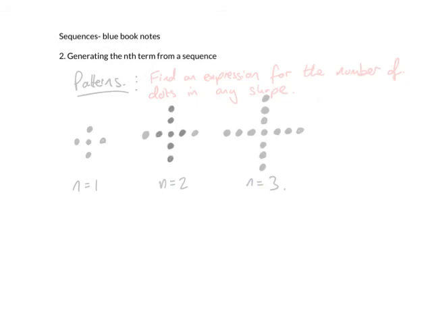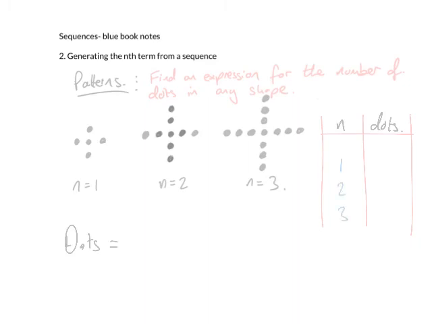Okay, so for this particular problem, we're given patterns. So you're not given numbers, you're given a pattern, and you're asked to find the expression for the number of dots in any shape, with shape n, for example. So what we're going to do is write the values of n going down the column, 1, 2 and 3, and write down the number of dots next to each of those.